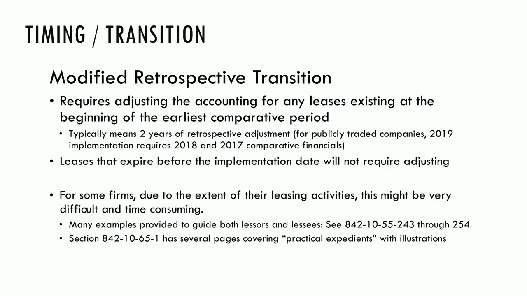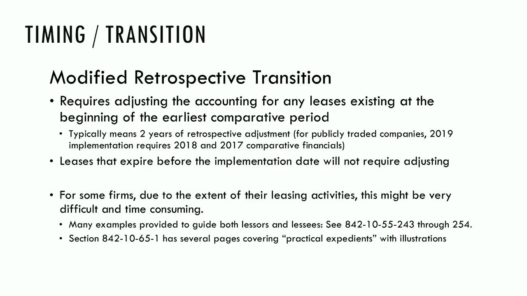Any leases that have expired before that date, you can leave them out. You don't have to worry about adjusting all of 2017 and all of 2018. Only leases that are in effect when you adopt ASC 842, but you must do that going back 2 years.